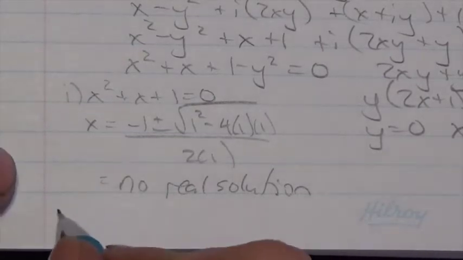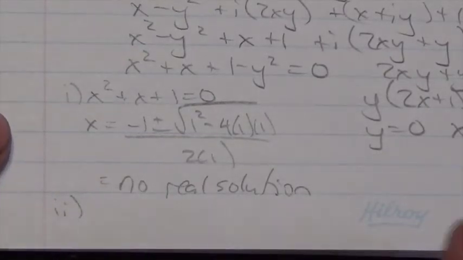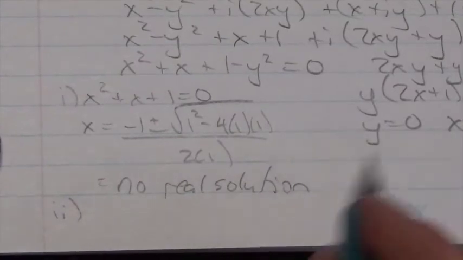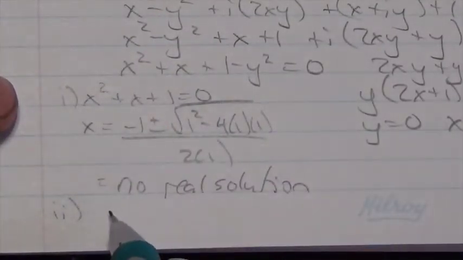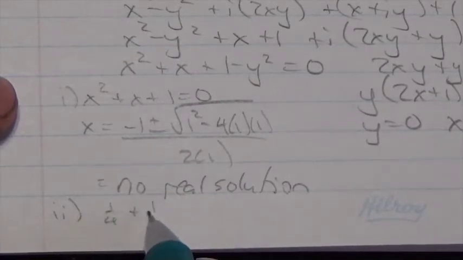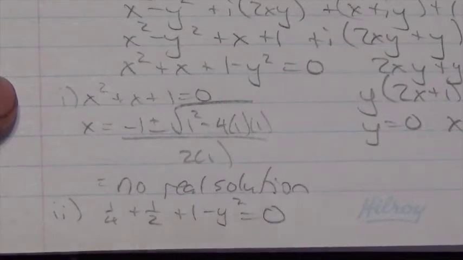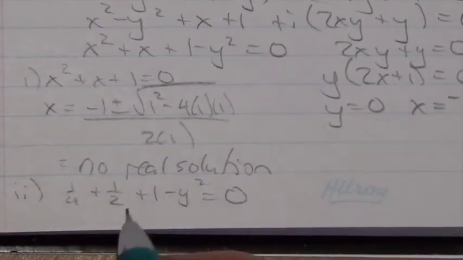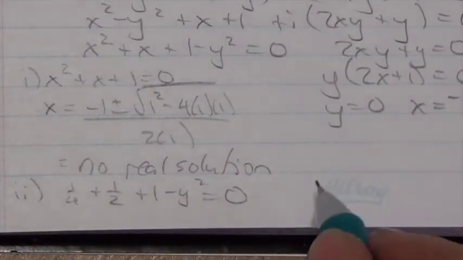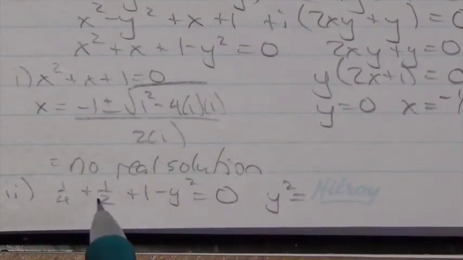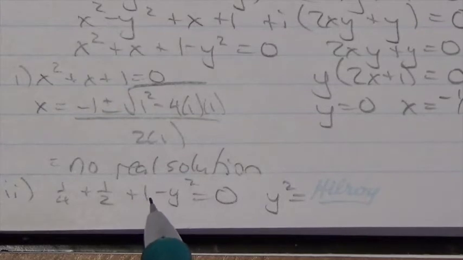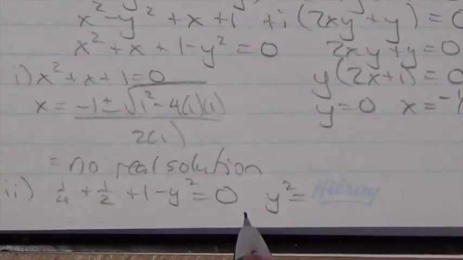So maybe what I've got to do now is my second scenario, and I'm running out of room here, which was to let x equal negative 1/2. Now, if I do that in this equation, I'm going to get 1/4 plus 1/2 plus 1 minus y squared is equal to 0. Okay, so what have I got here? If I bring that y squared over, y squared is going to equal 1/4 plus 1/2 plus 1.